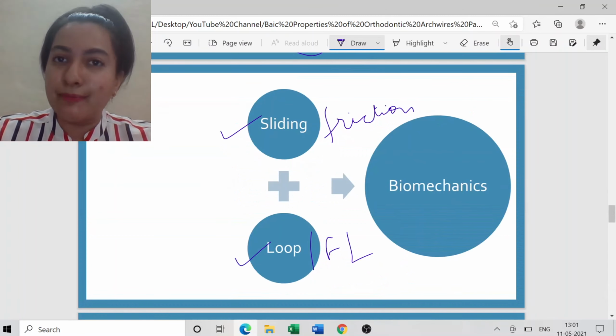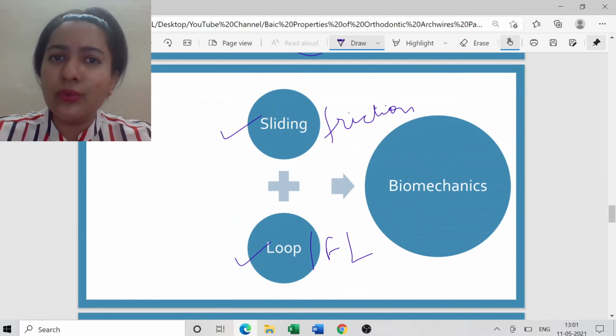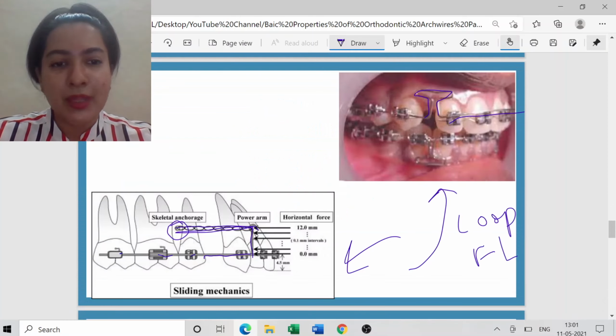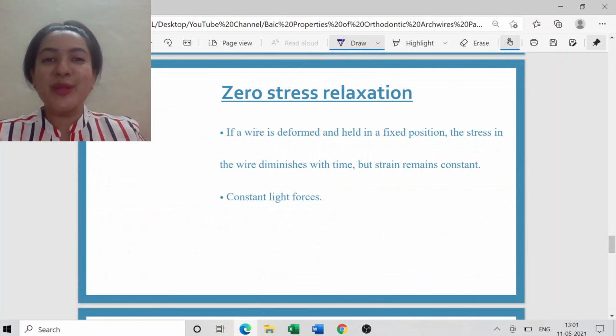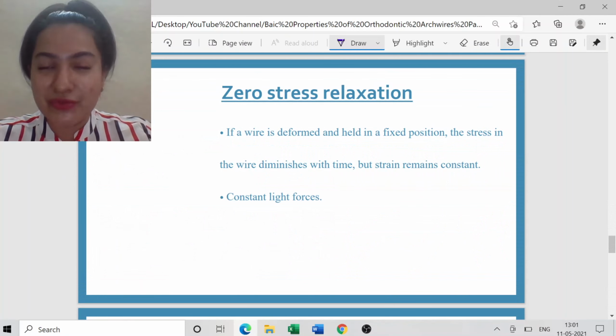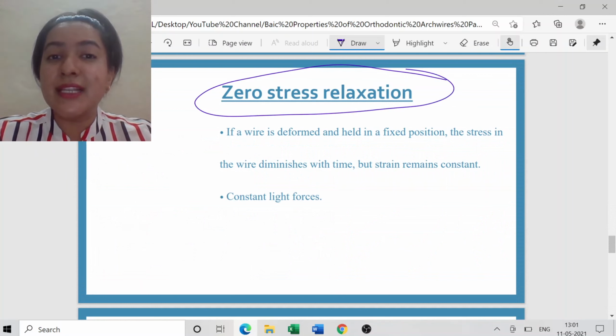Friction is not desirable because it hampers your sliding. So for biomechanics, just remember there are two mechanisms used: sliding and loop mechanics. This is their basic figure. Anyways, coming back to our properties of orthodontic arch wire, the next one which we would be covering is zero stress relaxation. What is zero stress relaxation?